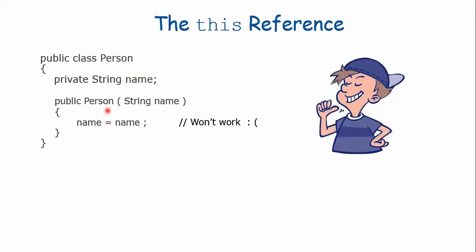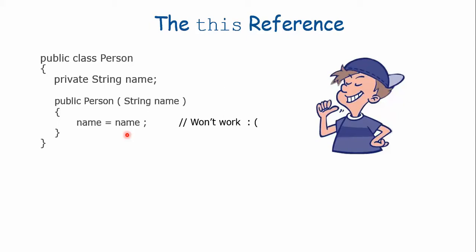So inside this constructor, name equal to name, both are the parameter variable name. So we are trying to assign the parameter variable name to the same parameter variable name. And as you know, we are trying to access a variable which was not initialized before. So basically there will be a naming conflict and the compiler will not accept it.